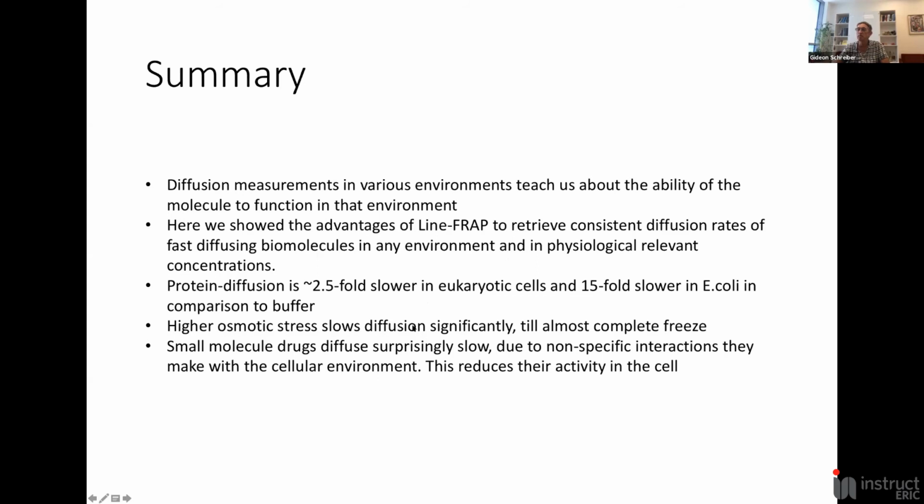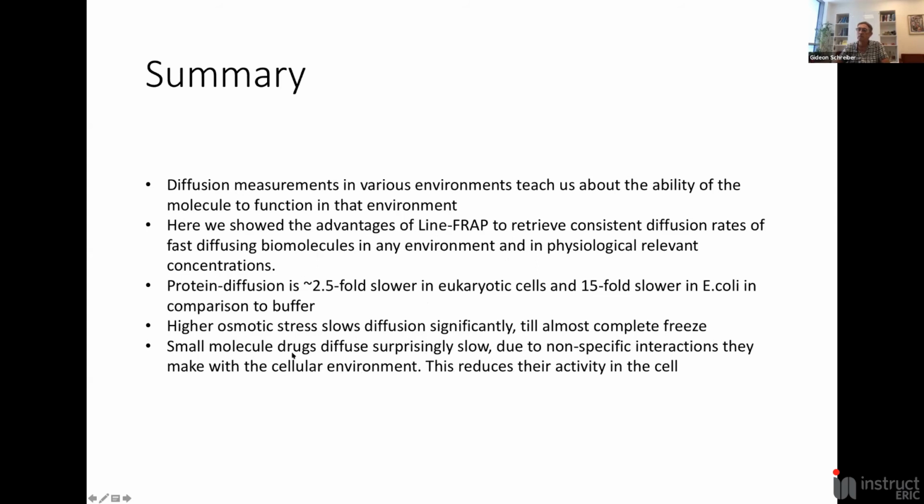High osmotic stress slows diffusion significantly until it gets to almost complete freeze. And small molecule drugs diffuse surprisingly slowly, not all of them, but many of them, due to non-specific interactions they will make with the cellular environment, which will reduce activity inside cells.